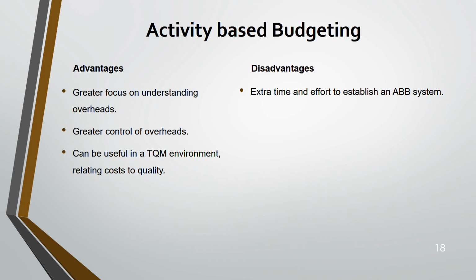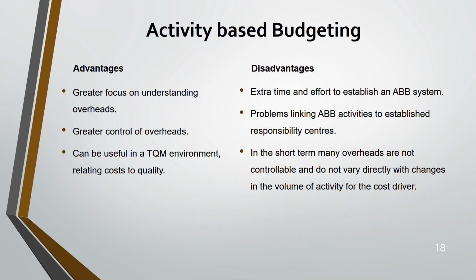Disadvantages is to establish ABB system is not easy, extra time and effort is required. And problem with this system is linking the activity based activity to establish responsibility center, whether it is cost center, profit center, investment center, it's difficult. Then short term overheads might not be controllable and they do not vary with the changes in the volume of the activity for the cost driver, because we want to find how cost varies with the activity. Sometimes they are not directly linked, so it's difficult.